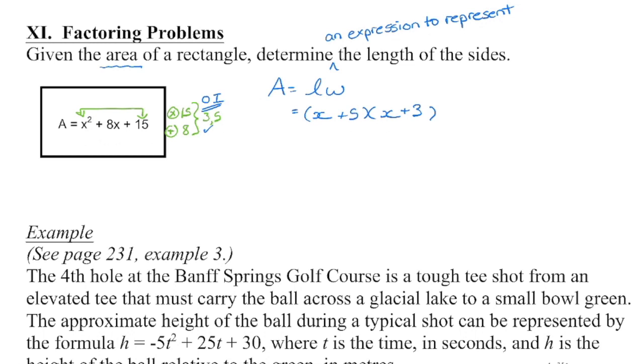So one of them is the length, one of them is the width, and based on how our rectangle is drawn, this is going to be the longer side. Whatever x happens to be, we're adding 5 units to it, whereas here we're only adding 3. So I know in this example, the length is x plus 5, the width is x plus 3.